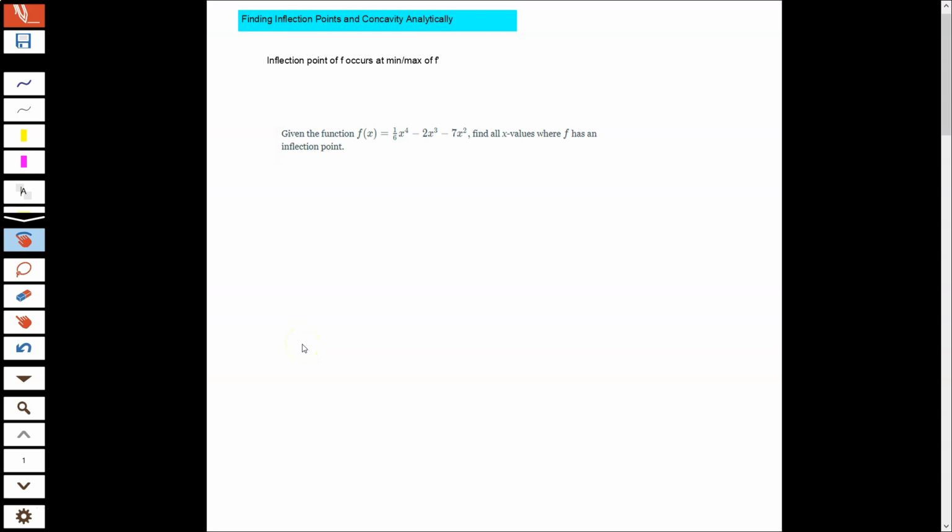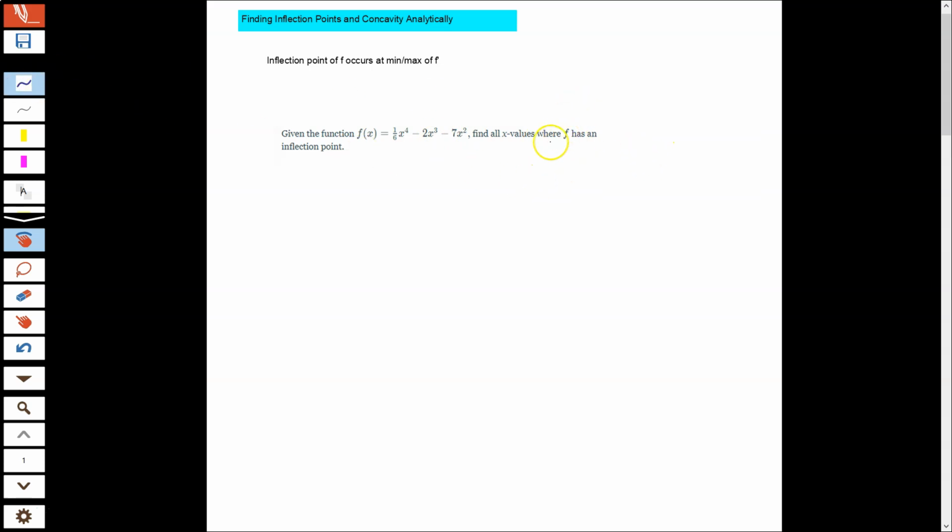Okay, so here we're going to build on our work from the last lesson, and we are going to investigate inflection points and this idea of concavity analytically. So we have this idea from the last lesson that an inflection point occurs at a min or a max of f prime. So remember, an inflection point is where a function changes from being concave up to concave down.